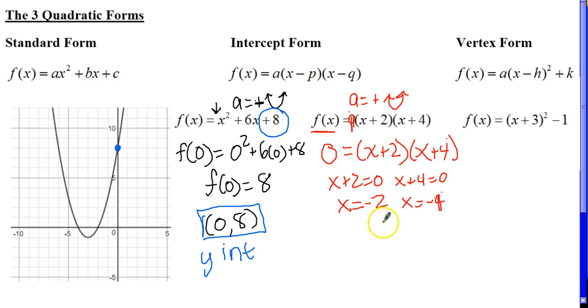And I found that by plugging in 0 for my y. So I know that this graph is going to cross at (-2, 0) and (-4, 0). So I can go to my graph at x equals negative 2 and x equals negative 4. And this has identified for me very quickly my x-intercepts. And I can immediately see them.